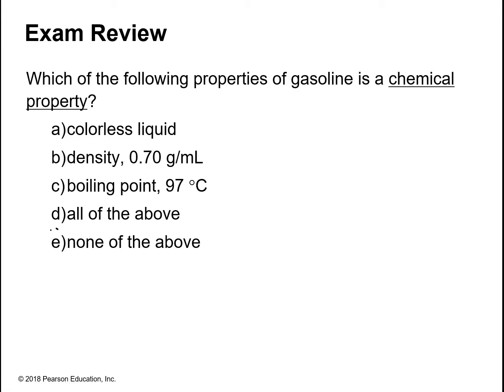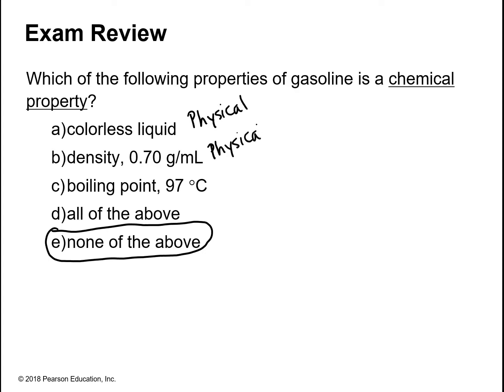All right, so most of us are saying, or it looks like everyone who's chiming in is saying E, none of the above. Let's go through and identify these. So colorless liquid, color, that's something physical, so we don't even care. Density, that's also physical. Boiling point, again, physical. And they're all properties. So the answer is E, none of the above.